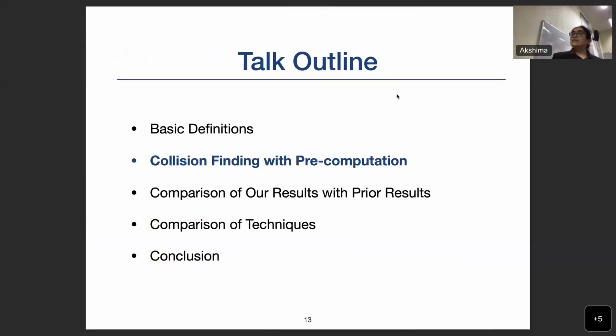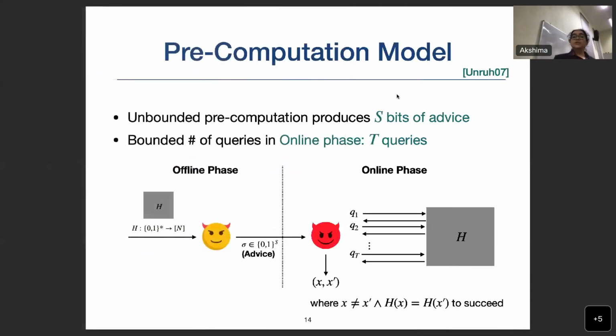So next, I'll precisely define our model for collision finding with pre-computation. This was first given by Unruh in 2007. In this, the adversary is a two-stage algorithm. In the first stage, the adversary gets unbounded access to the hash function.